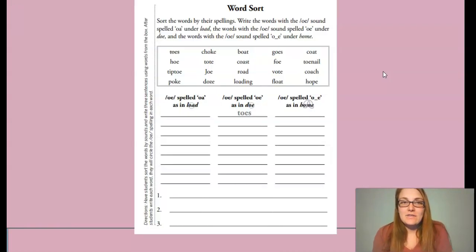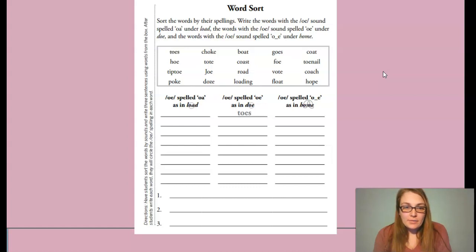Okay, in our activity sheet for today, another word sort. Sort the words by their spellings. Write the words with the O sound under O-A, like load, with O spelling O-E under doe, and the O-space-E under home. So look through the 5 lists of words. There's toes, hoe, tiptoe, poke, choke, tote, Joe, doze, boat, coast, road, loading, goes, foe, vote, float, coat, toenail, coach, and hope.